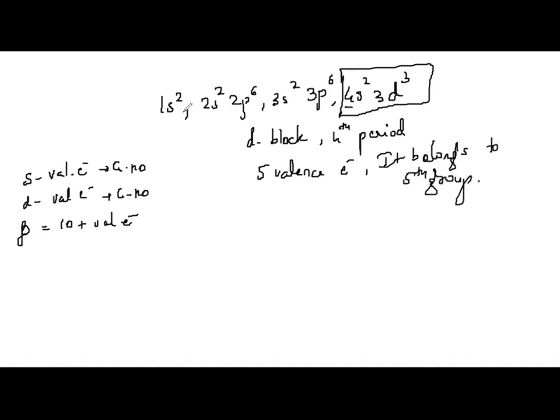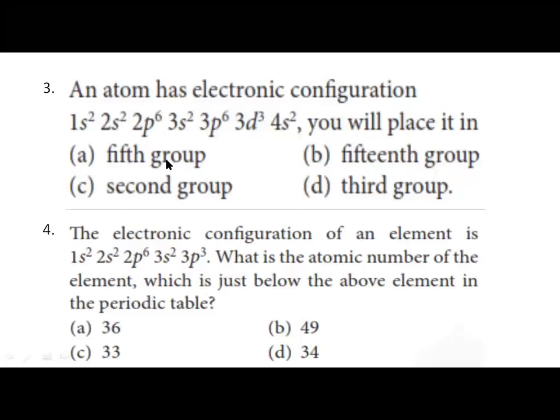What is the name of the element? 10 electrons, 10, 20, 23. Scandium is 21, titanium is 22, vanadium is 23. The name of the element is vanadium. So it belongs to the 5th group. In the configuration, the last electron of the atom is filled in the d subshell, 3d3. Thus the element belongs to the d block of the periodic table and the group number is the total of these valence electrons, which is 5.